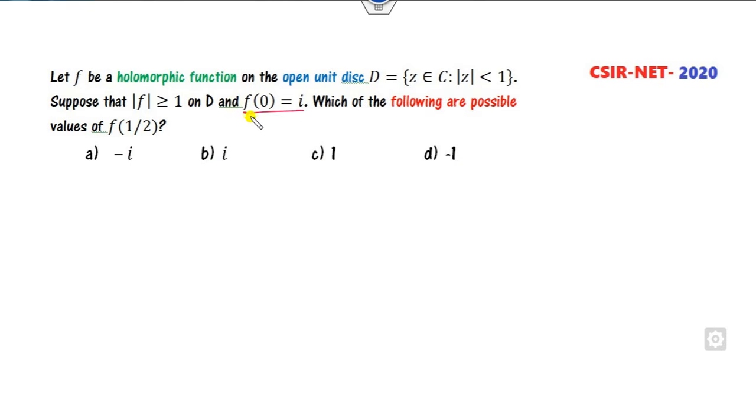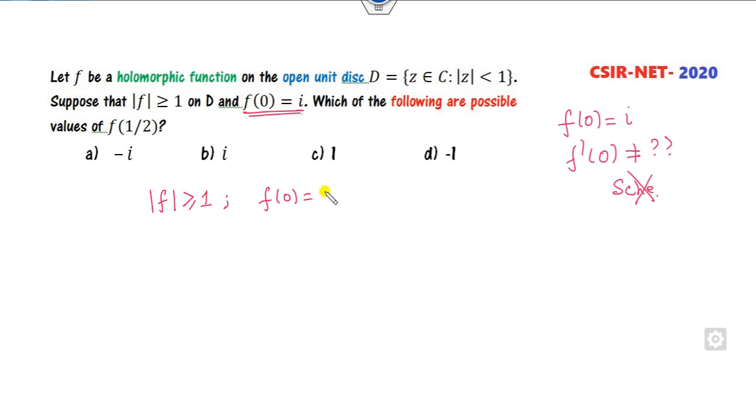Okay, now you can see here only the value at a single point is given to you. The derivative value is not given. So you can't apply this Schwarz inequality. Once this inequality is not applicable, you can think about another way. How can you think about that? Firstly, what is given to you? f of 0 is iota, and my target is to find what the function f of z is. Fine. So how can you think about that? Look at that. Firstly, I can check the modulus value.